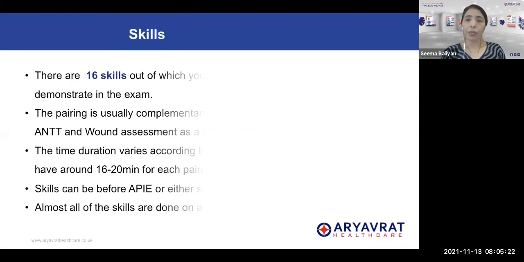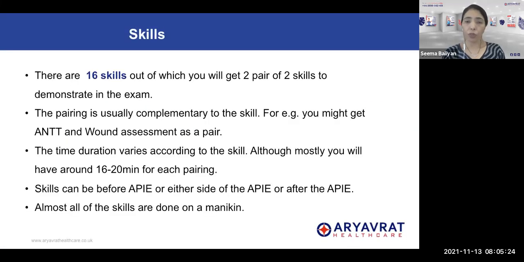Now that completes our API, 4 stations of API. Now I just want to go quickly through what are the skills which are there. So there are 16 skills in total. And out of these 16 skills, you will get 2 pairs of 2 skills which you will have to demonstrate in the exam. Now the pairing, it is not necessary that it is going to be a set pairing that you will get. So it is quite possible that you end up doing 4 stations which are totally different.